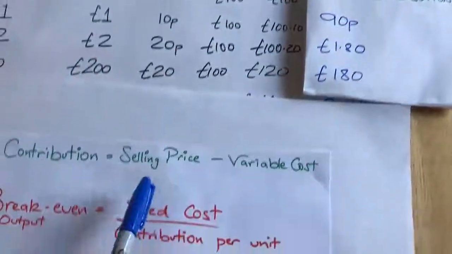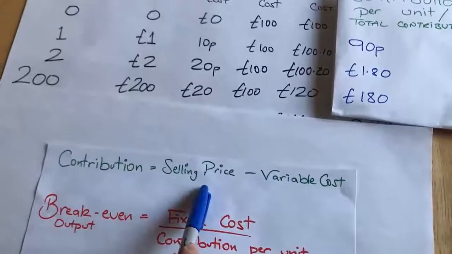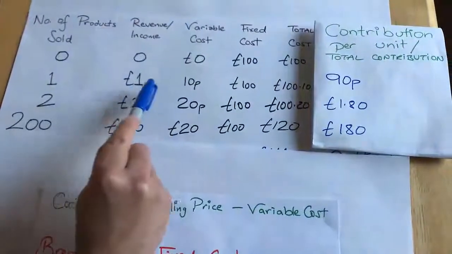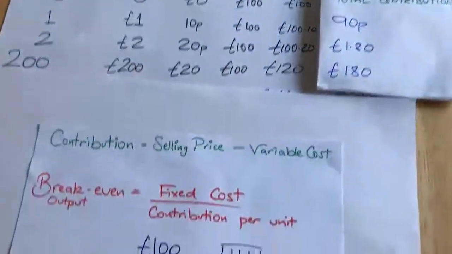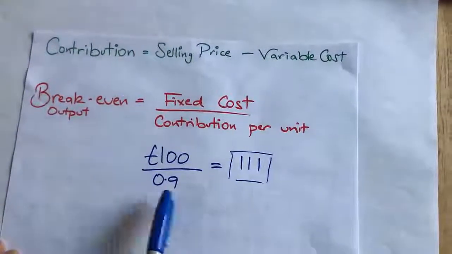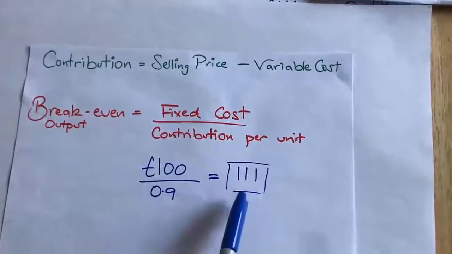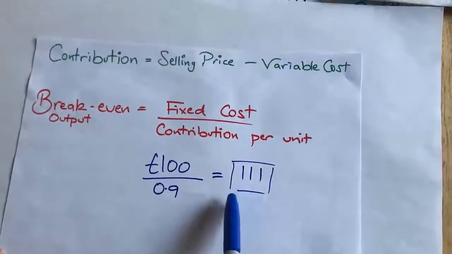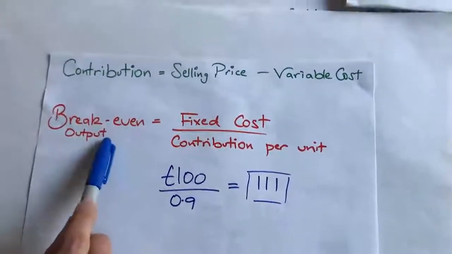How do we know that? We work out contribution per unit by looking at selling price per unit minus variable cost. Selling price is £1, £1 minus 10 pence, our variable cost, gives us 90p. 90p we put here, 0.9 representing 90 pence, and then £100 is the fixed cost. The answer is 111. What's 111? 111 is the number of products that we need to produce to break even.